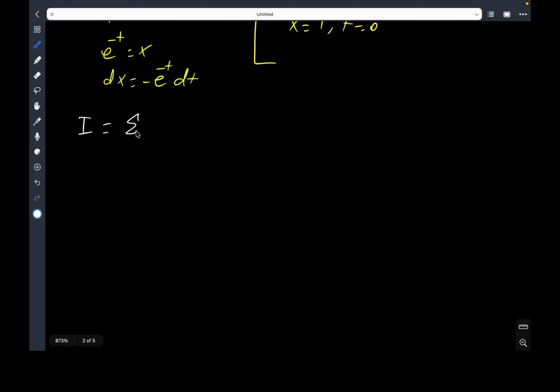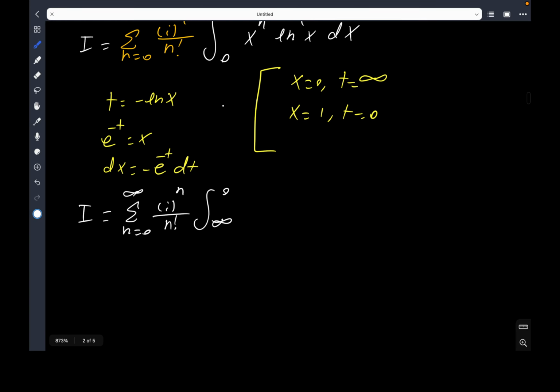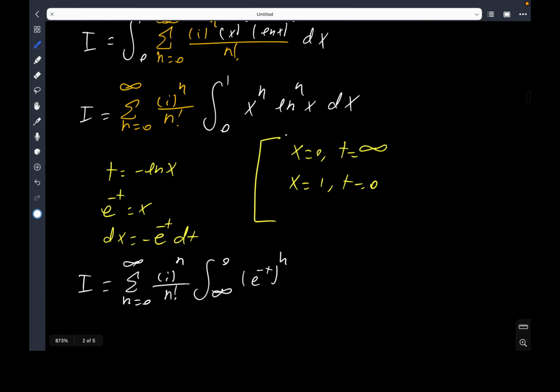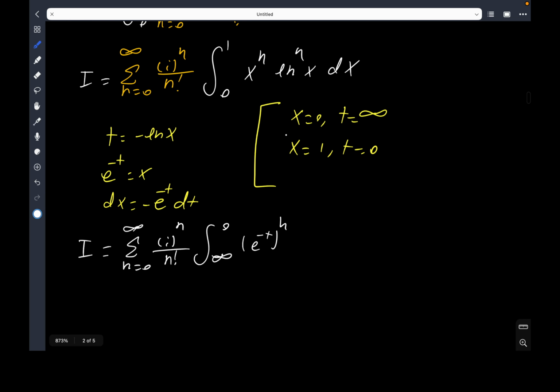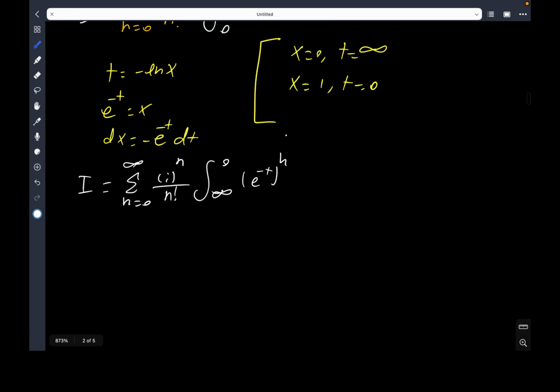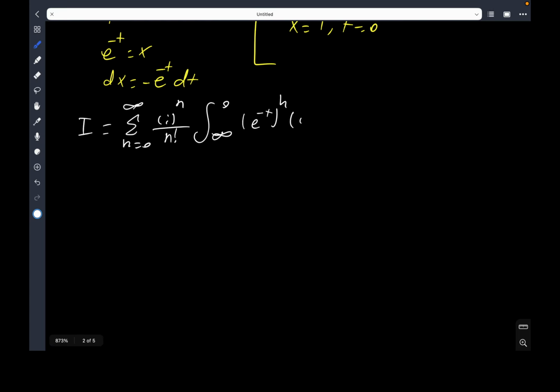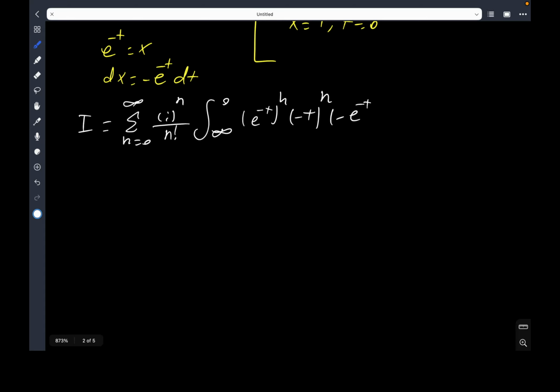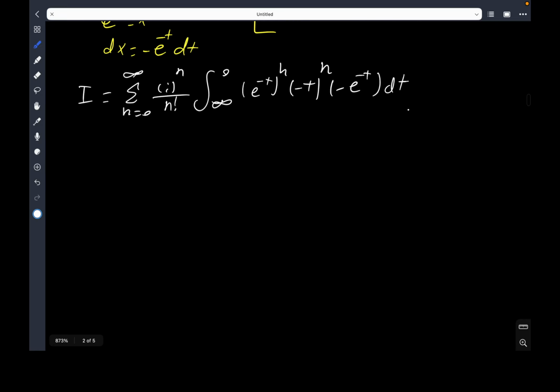Therefore, I'm going to have the infinite sum from 0 to infinity of i to the n over n factorial, the integral from infinity to 0, x to the power of n is e to the negative t to the power of n. ln x is negative t to the power of n, and now my dx is negative e to the negative t dt.